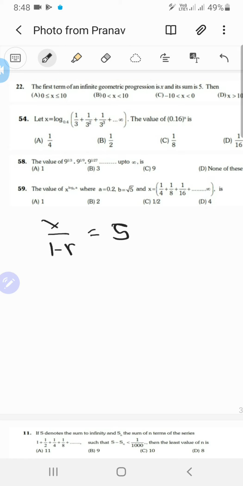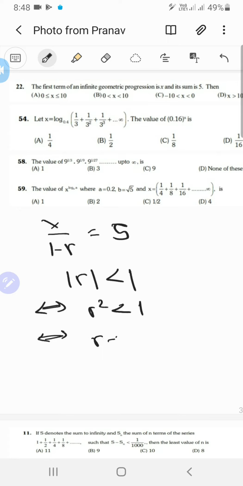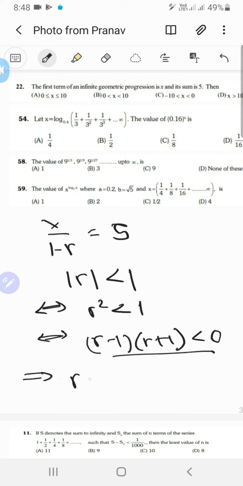Okay, and you have this restriction that modulus of r is supposed to be less than 1, which is pretty much the same as saying that r squared is less than 1, which is the same as saying r minus 1 into r plus 1 is less than 0. And the solution to this is r belongs to negative 1 to 1, and from this you can see that x is equal to 1 minus 5r.